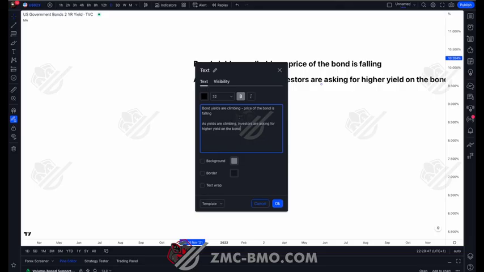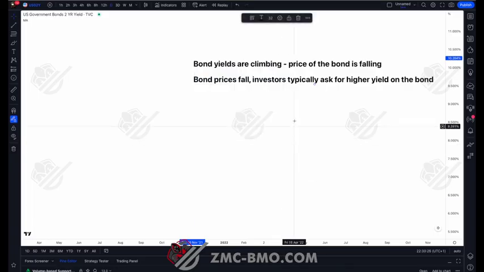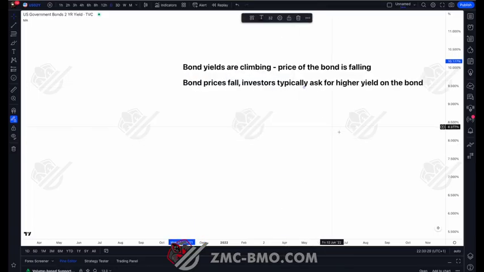So as bond prices fall, investors typically ask for a higher yield on the bond. Okay, so that's the kind of rule of thumb. As bond prices fall, like that $100 example, the investors typically ask for a higher yield on the bond, just to offset that, because they're taking on risk, right? So that's the kind of viewpoint you want to be looking at in regards to this sort of market.